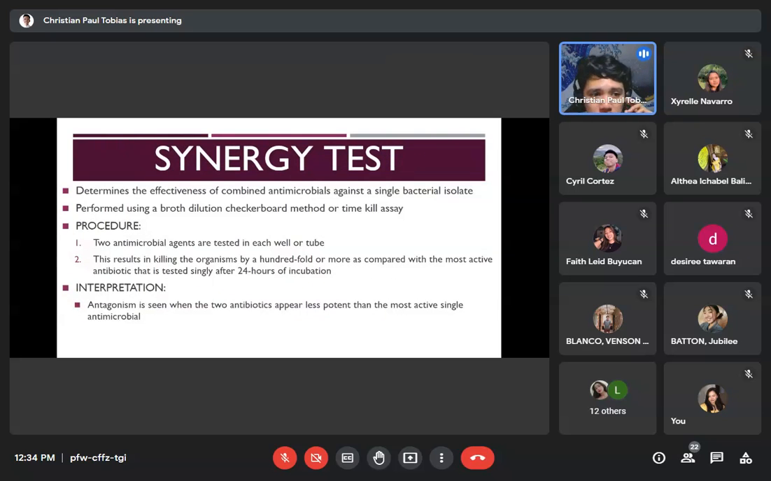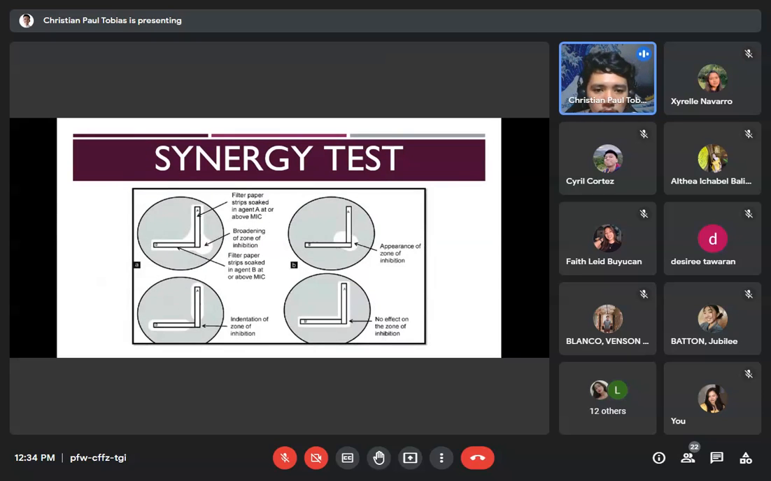Okay? So this synergy test determines the effectiveness of combined, so dalawang antimicrobials against a single bacterial isolate. This is performed using a broth dilution checkerboard method or time kill assay. Procedure. Okay, this is the procedure. So this A and B, these are filter papers. Yung filter paper mo, na-soak siya sa agent A at or above MIC.